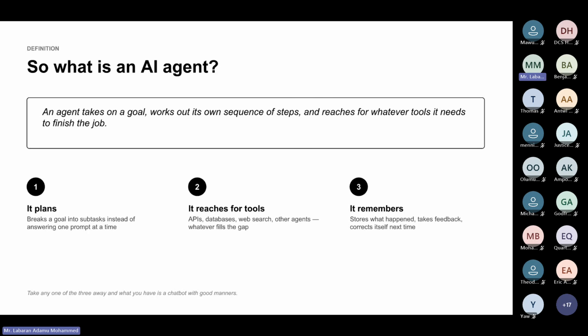Another thing I would like to ask is, what makes an AI system actually an agent? Even though I'm showing it on the slide, is someone able to give us something on his mind?